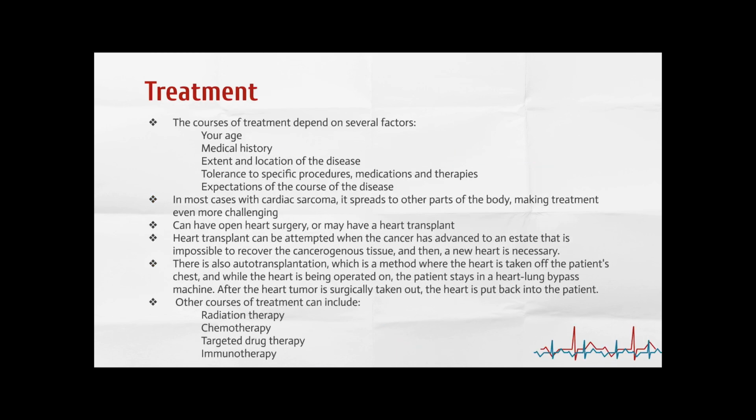A heart transplant can be attempted when the cancer has advanced to a state that is impossible to recover the cancerous tissue, and a new heart is necessary. And there's also autotransplantation, which is a method where the heart is taken out of the patient's chest, and while the heart is being operated on, the patient stays on a heart-lung bypass machine, and after the tumor is surgically taken out, the heart is put back into the patient. Other courses of treatment may include radiation therapy, chemotherapy, targeted drug therapy, and immunotherapy.